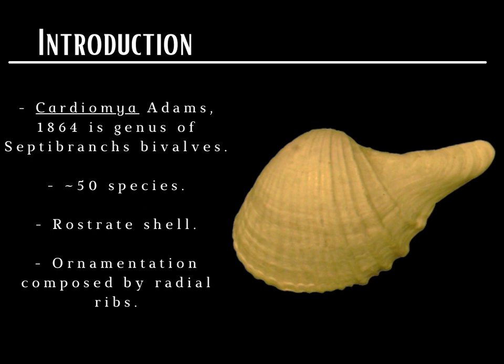So, Cardiomya is a genus of septibranch bivalves, and currently we have about 50 described species. The main morphological characters of Cardiomya include a rostrate shell and ornamentation composed of radial ribs. Despite being characters strongly indicative for generic differentiation, for specific identification these same characters are extremely plastic and uninformative.